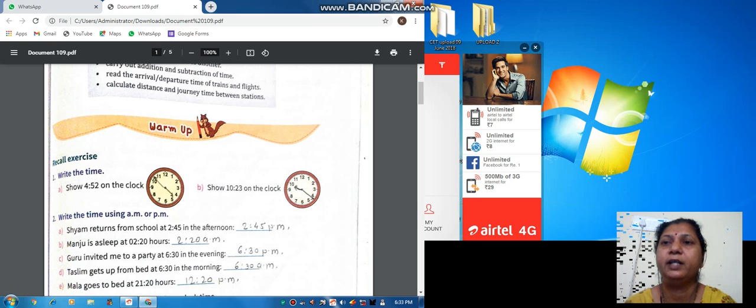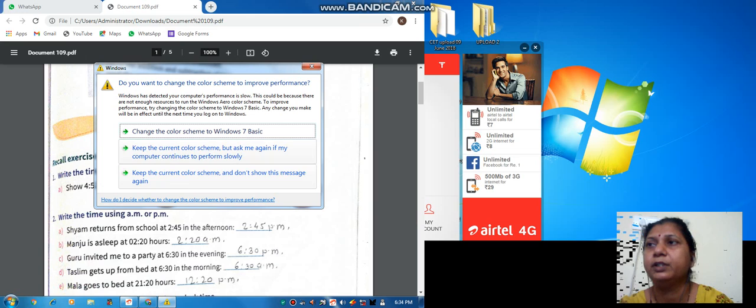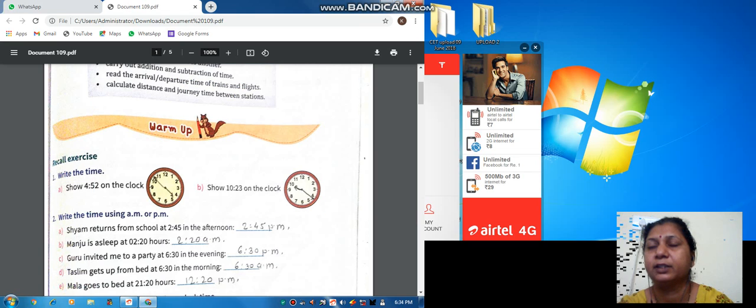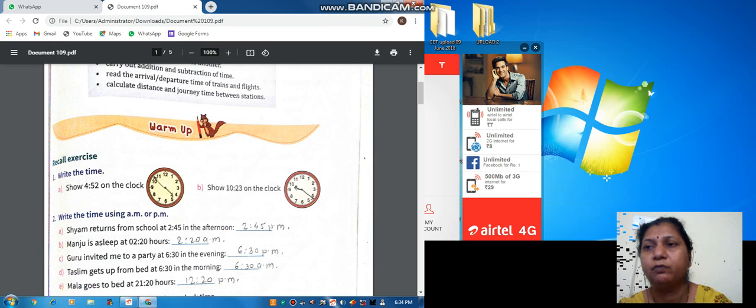First question, write the time. Show 4:52 on the clock. So see here. I think from second standard you have started to read and know about the clock. So how many digits are there? From 1 to 12. So between each two digits there are 5 small lines, right? So each line, that is 1 unit, is 1 minute, right? And it is 12 o'clock. We start from 1 o'clock, 2 o'clock, 3, 4, 5, 6, 7, 8, 9, 10 up to 12 o'clock, right?